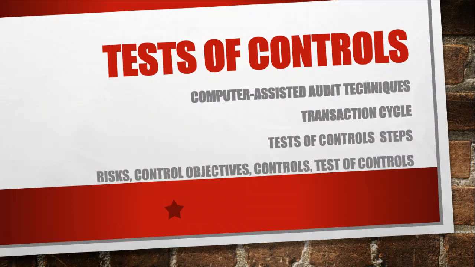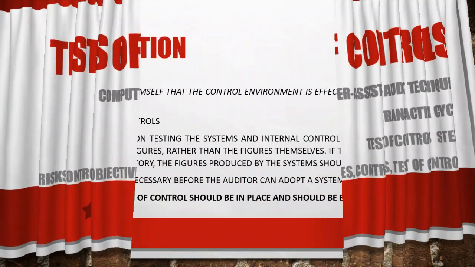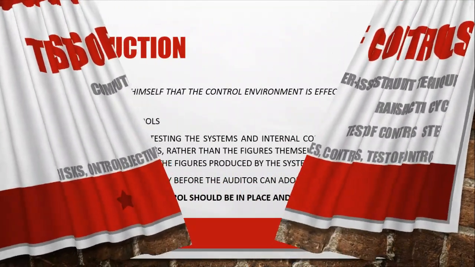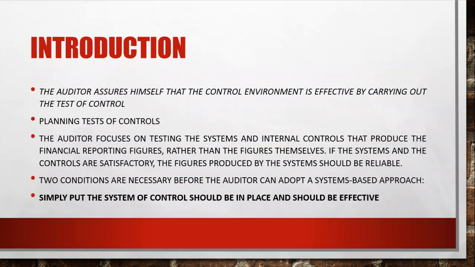We'll be looking at transaction cycles. We'll be looking at test of controls and the steps that are involved, like risks, control objectives, controls itself, test of controls. Let's go into the slide now.